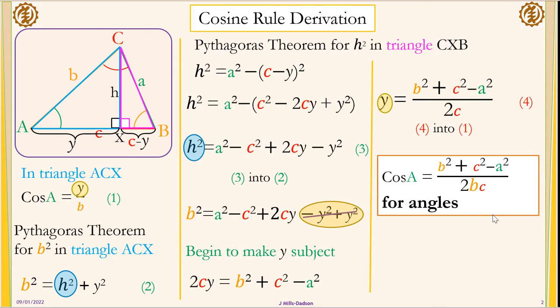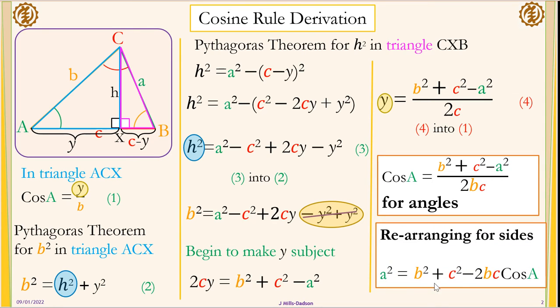And when you rearrange, you get a formula for a side. So know the difference. For angles, this is how it's quoted. For sides, this is how it's going to be quoted. So I'm going to use both in our examples to show you the angle one and the side one.